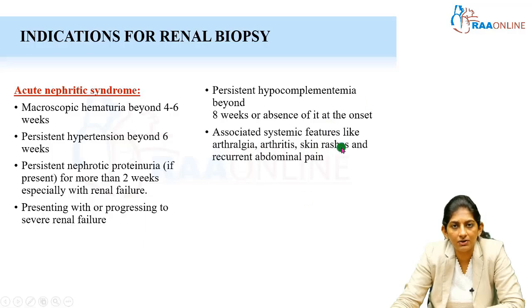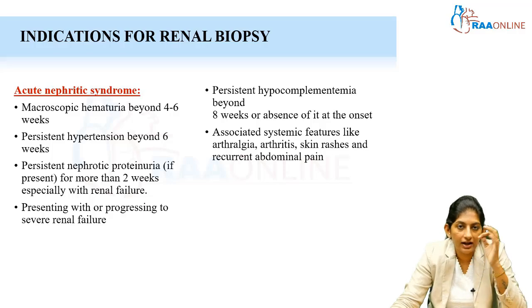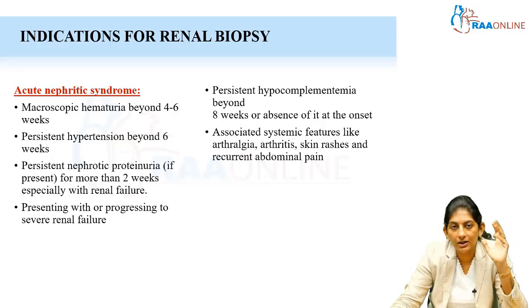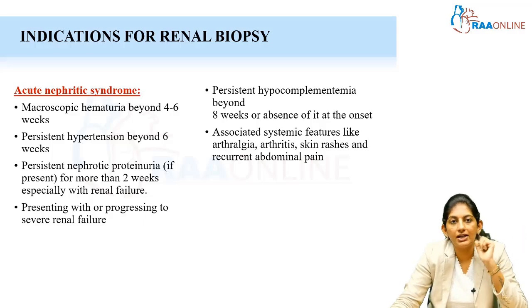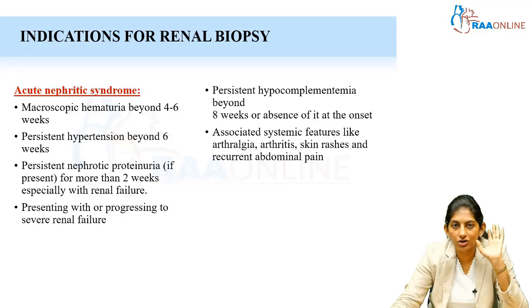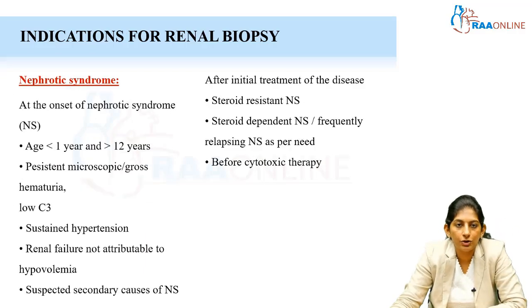And when there is a systemic feature, so it can be lupus or some other systemic involvement, do a renal biopsy. Okay. So the cardinal features you know about acute post-infectious glomerulonephritis are hypertension, proteinuria, and hypocomplementemia. Depending on these, and if there is a progressive renal failure in an acute nephritic syndrome, you have to definitely do a renal biopsy.